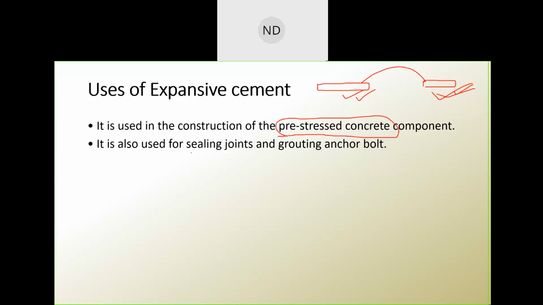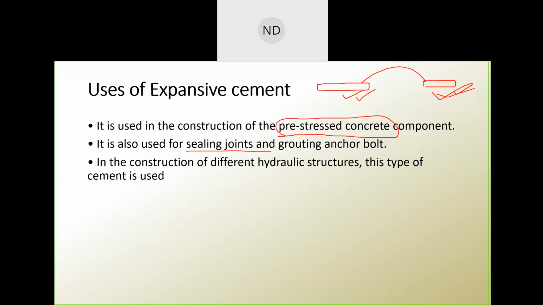Also it is used in sealing of the joints and grouting anchor bolts. In the construction of different hydraulic structures also it can be used. As I told you in the last class also, depending upon the type of construction, your requirements, your purposes of construction, you can choose your type of cement. If you want strength, you can use Portland cement. If you want it to set fast and get lesser strength, that is also no problem. If you want quick setting cement or rapid hardening cement, etc.